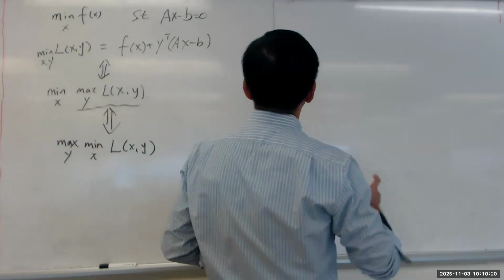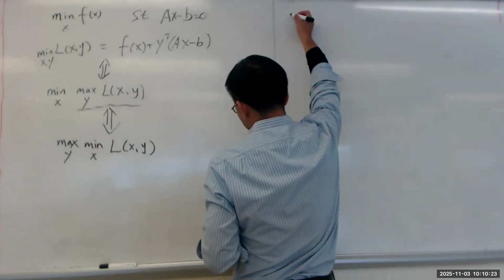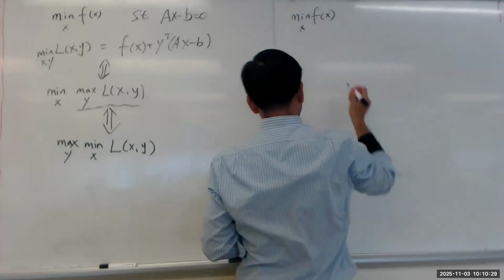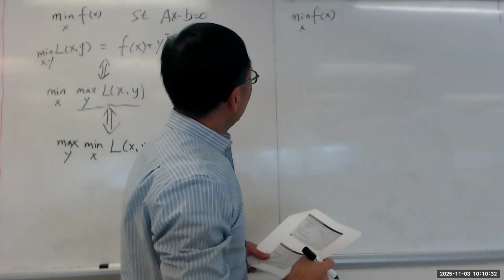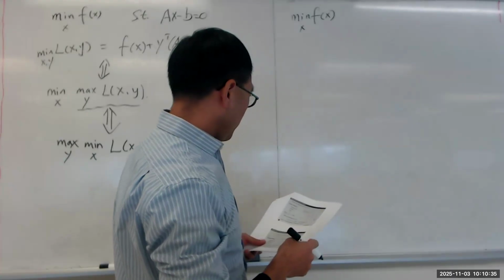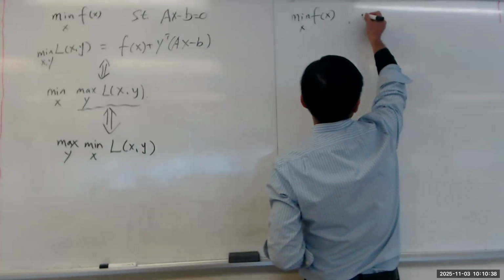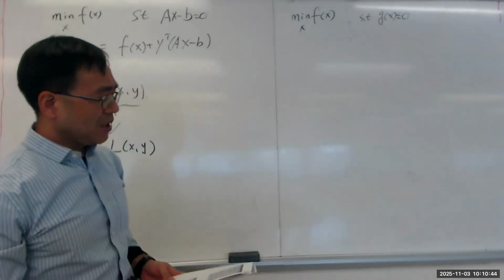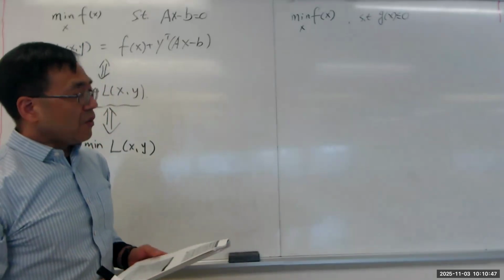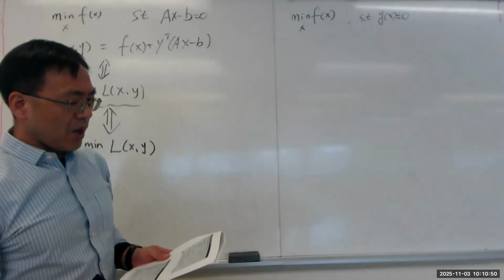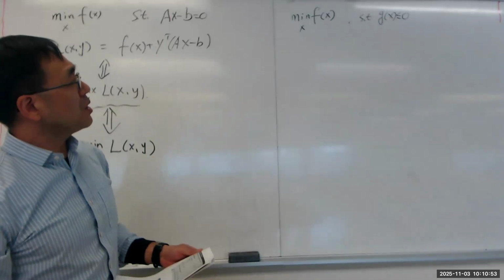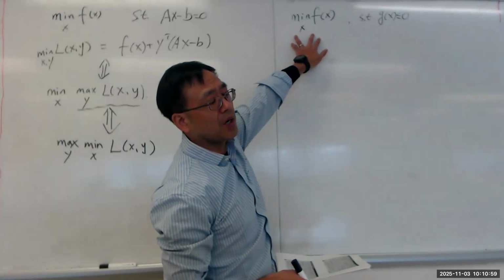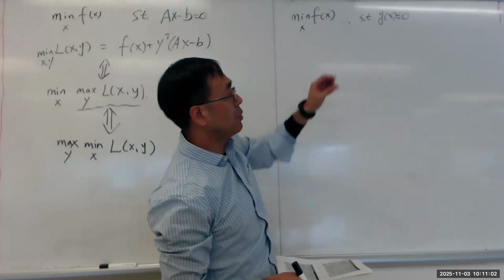So let's see why minimax and max-min are equal. Let's look at this problem. We want to minimize f(x), subject to some constraint g(x) less than or equal to 0. Some function g(x) is less than or equal to 0. Now, the feasible region or domain in this is x, right? So our x is our variable, our parameter that we try to work on.